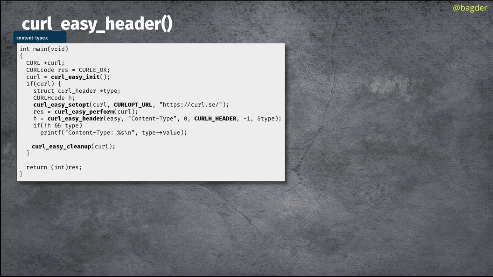Pretty much like this, you do a transfer to the https://curl.se URL. You do the transfer. Hey, I wanted to know what was the content type that I got in this transfer. Then you're using curl_easy_header like this: the easy handle, the header name, and there's a zero here that's an index, and I want the regular header, I want the last header, and I want it stored in this pointer. This is then a pointer to a struct curl_header. A little bit complicated, but I'll show you.